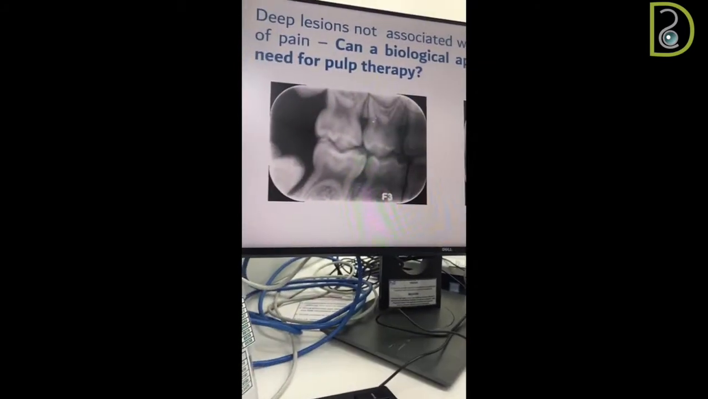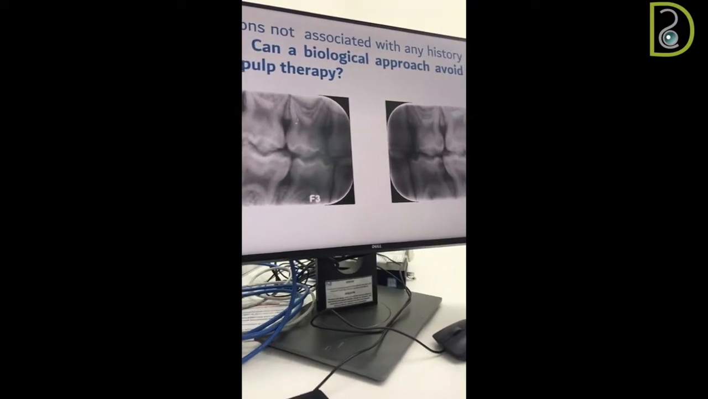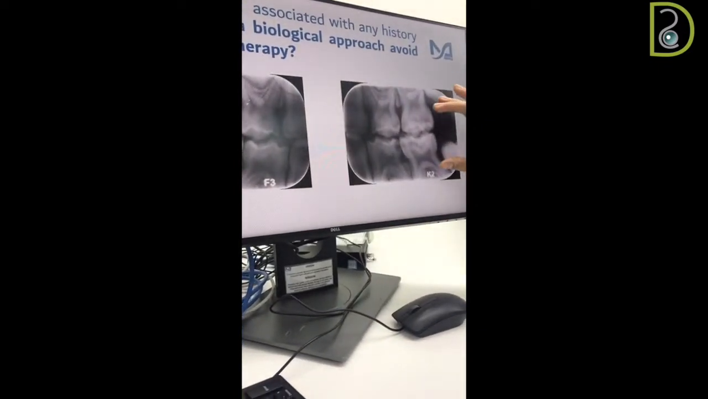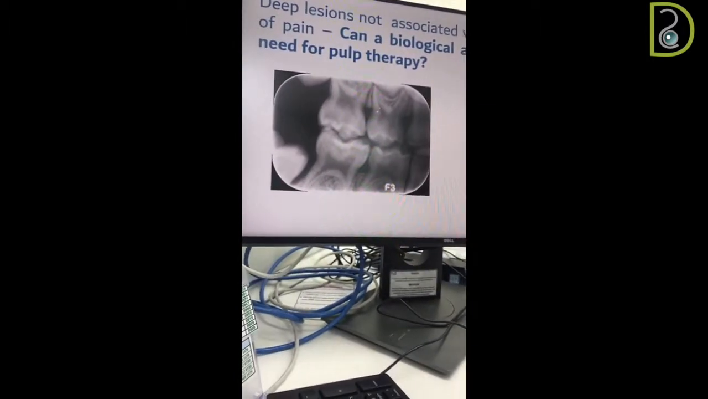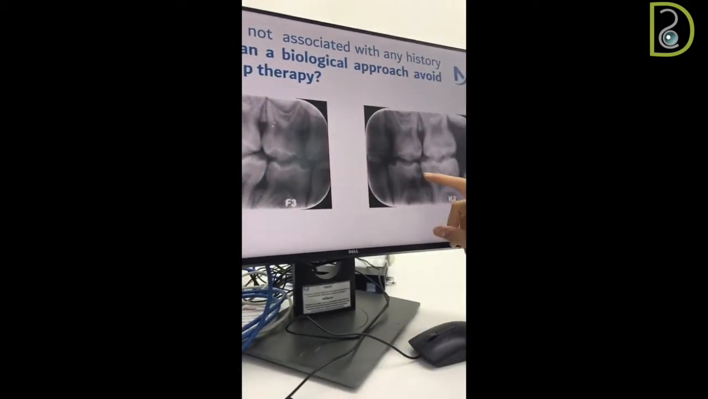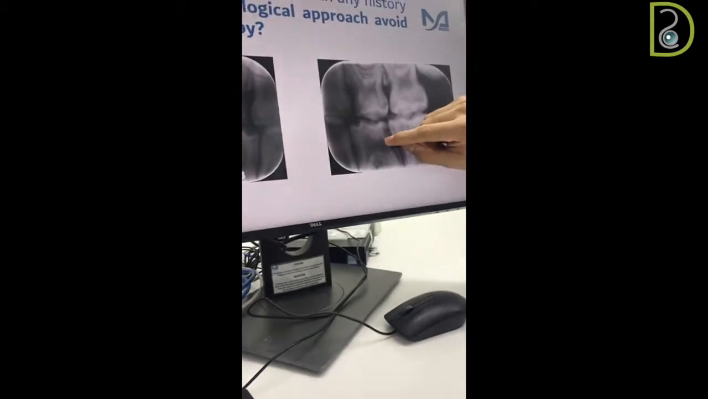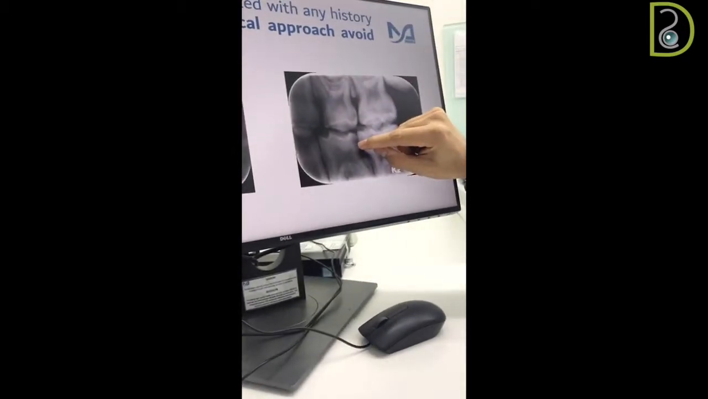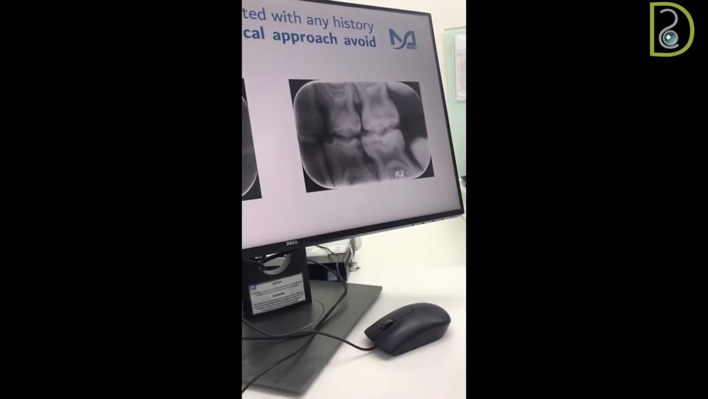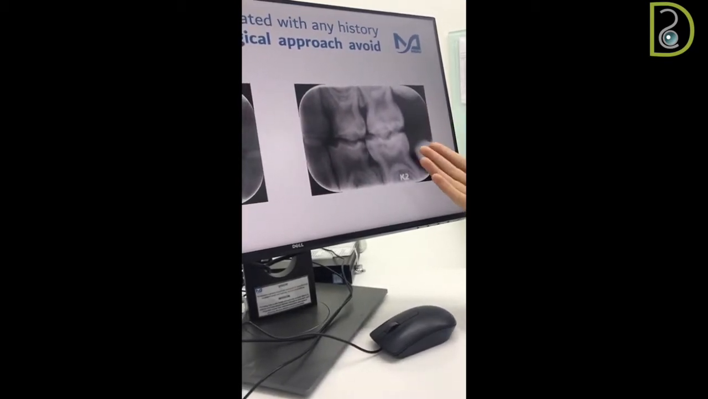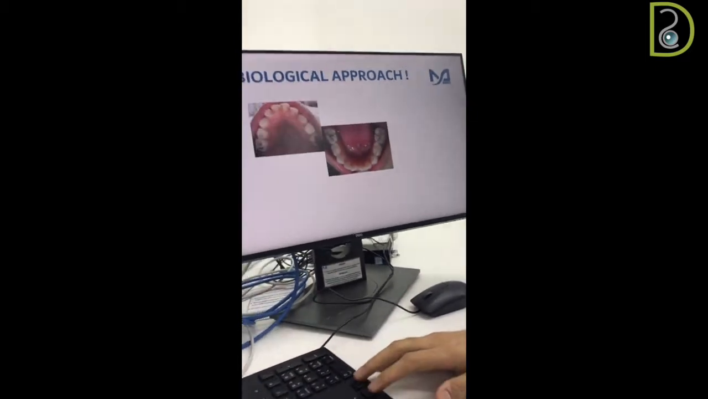So the radiographic appearance here shows that these teeth most probably are healthy. The pulp is healthy. It's not really infected, judging by the furcation and the extent of the dental caries. And we always need to make sure that we have an intact band of dentine between the cavity and the pulp tissue. So can a biological approach avoid the need for pulp therapy? Let's have a look now.